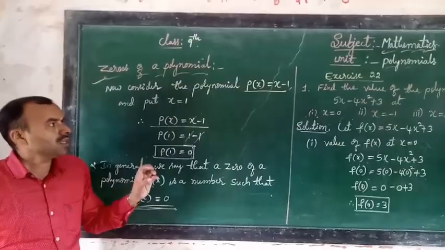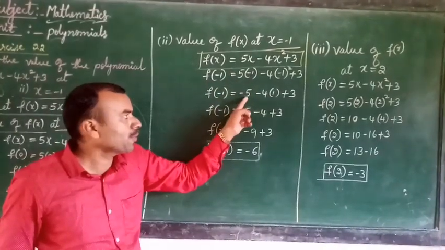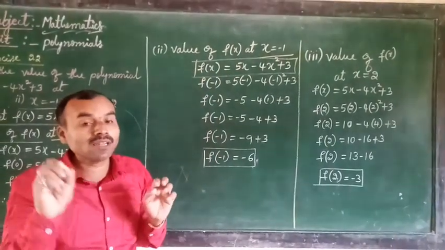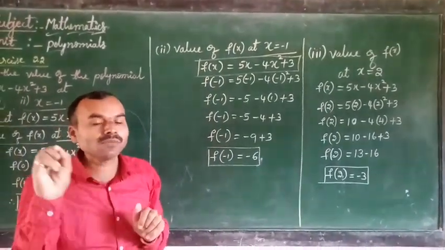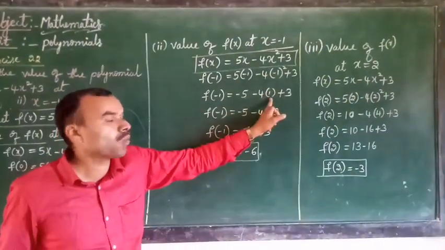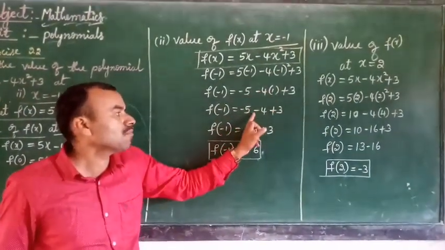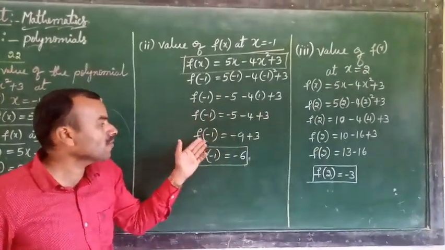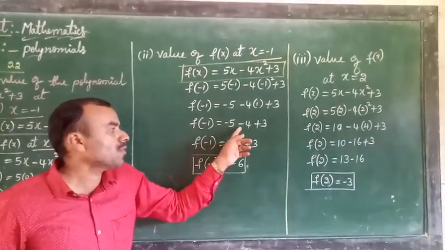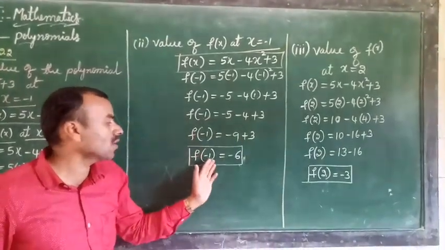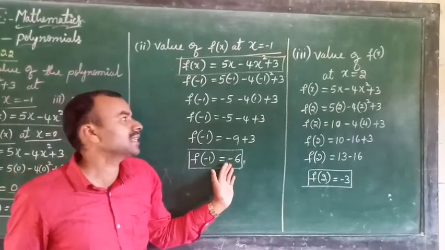When we put minus 1, 5 into minus 1, minus 4 into minus 1 whole square, means minus 1 into minus 1, minus into minus is plus 1. So minus 1 whole square value is 1, minus into plus is minus 4 into 1 is 4, plus 3. f of minus 1 equals minus 5 minus 4 minus 9 plus 3. f of minus 1 equals minus 6.